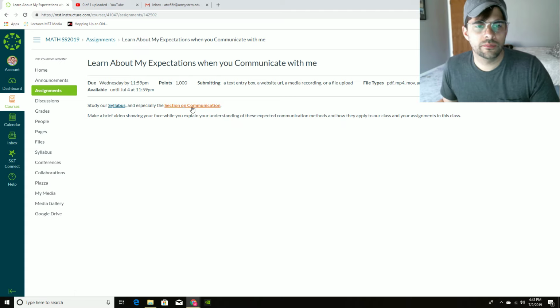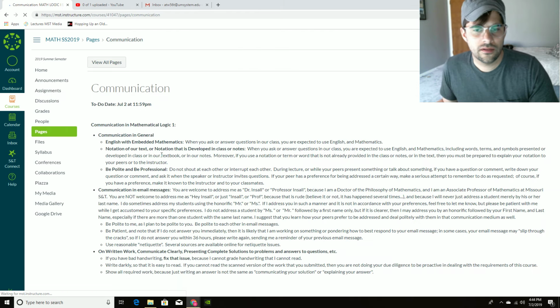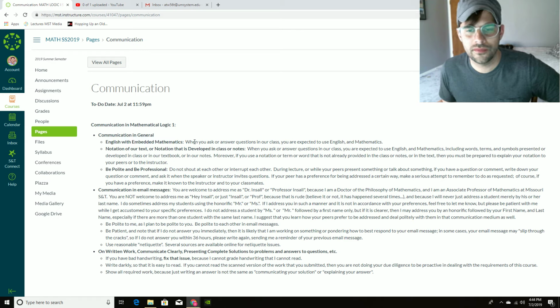Dr. Insall has provided a link to this. So here's the communication, and it comes up with this. The first one is just in general. It's this first paragraph right here. Basically, it just goes over that we're going to be using English embedded with mathematics. I love that you used the word embedded there. That's exactly what we're doing.